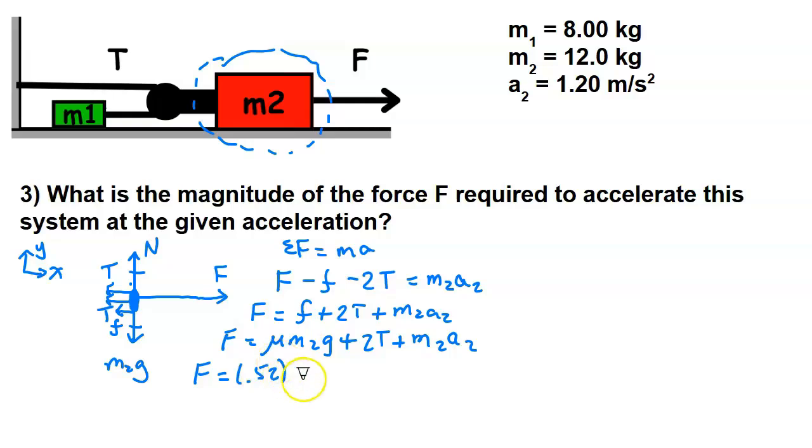Okay, so now we're going to substitute the numbers in here, and we get 0.52 for the coefficient of friction times mass 2, 12 kilograms, times 9.8. That's the friction part, plus the tension part, 2 times 60, 60 from part 2 of the problem, plus m2, which is 12 kilograms, with an acceleration of 1.2. So if we calculate that, we get a force of 196 newtons.